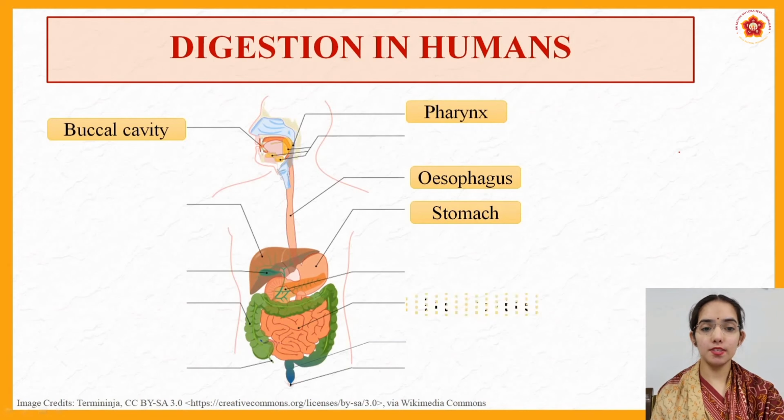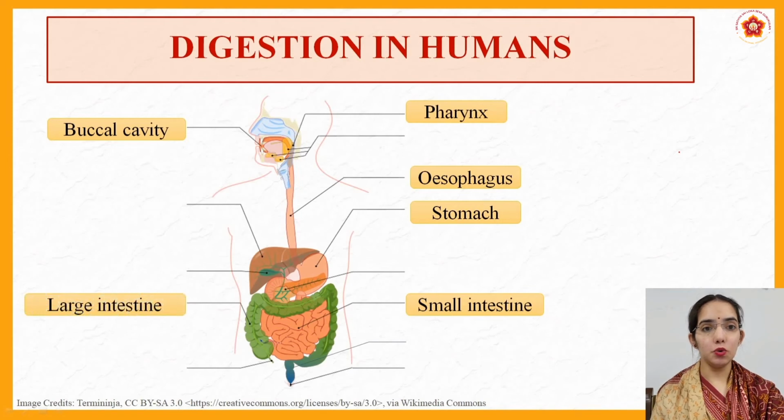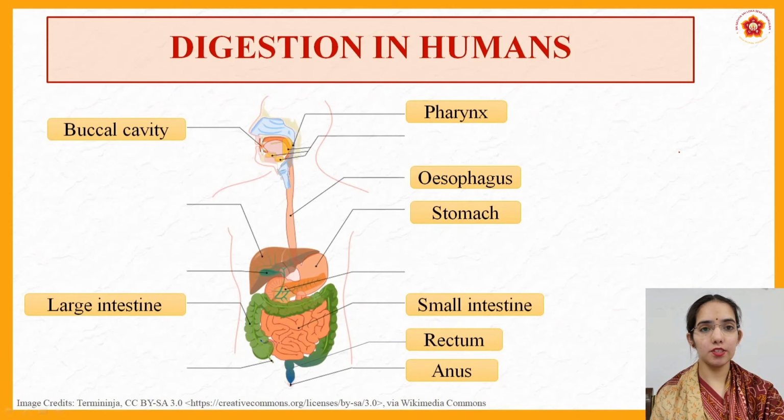Then after going inside the stomach, it will go to the small intestine, then into the large intestine. Then moving through the large intestine, it will reach the rectum, and the food gets digested, and whatever is the waste food moves out through the anus. So this is the passage of the food.